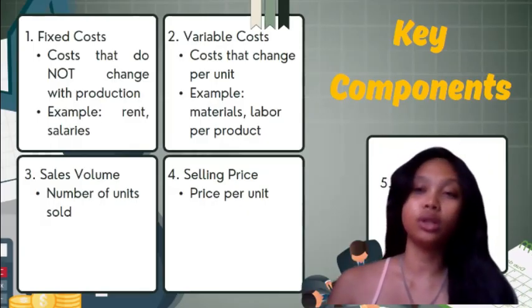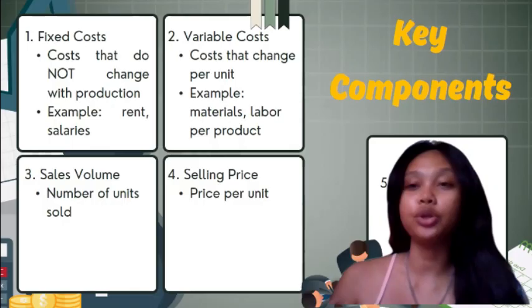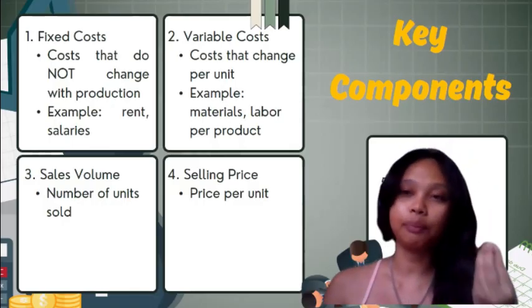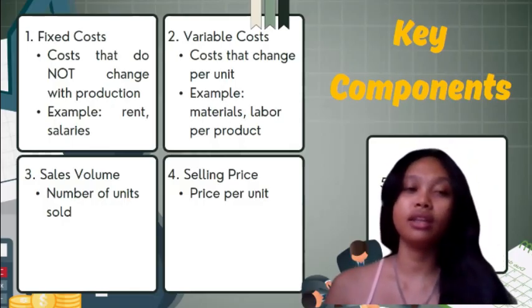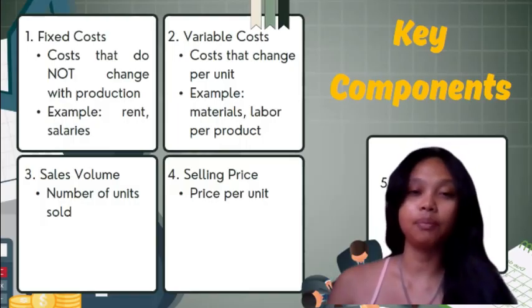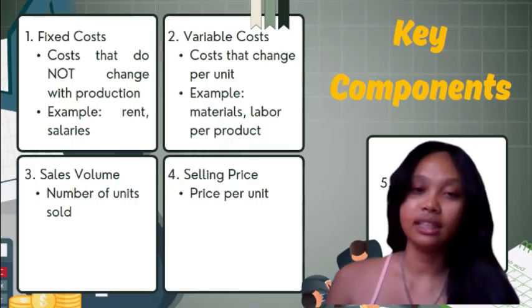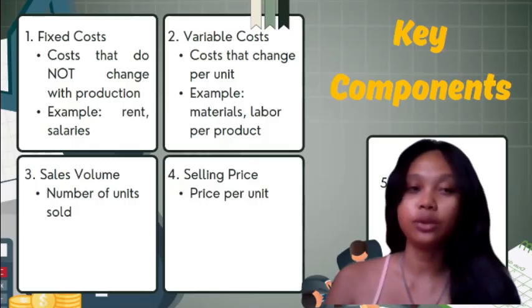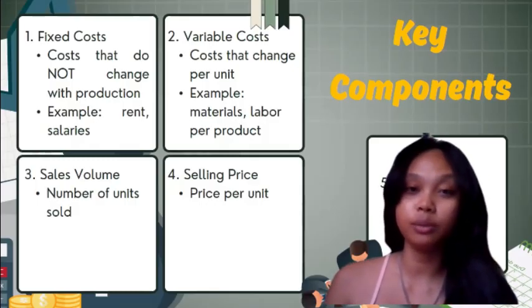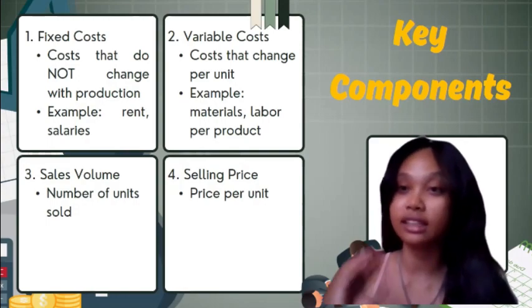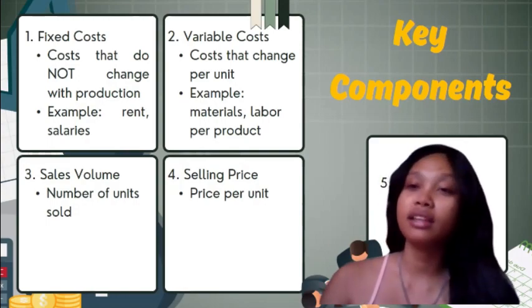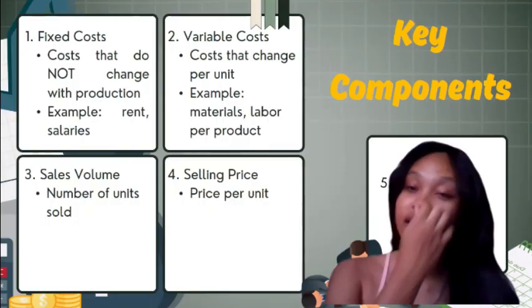Now, sales volume is the number of units sold. So, if you have a product, how many can you sell? The selling price is the price per unit. So, for your product in the sales volume, you sell them one by one, for example, 10 each, 20, 10 for one.